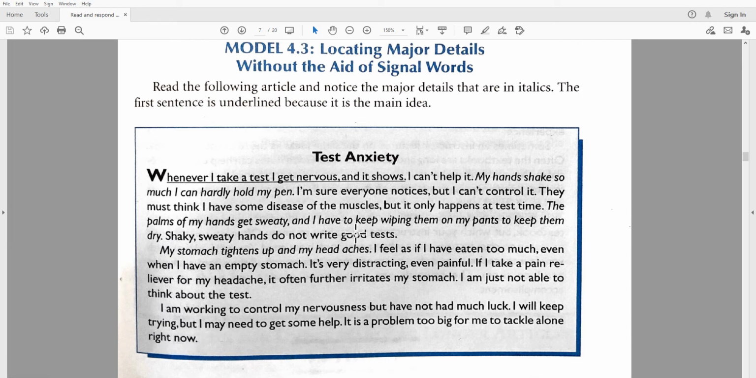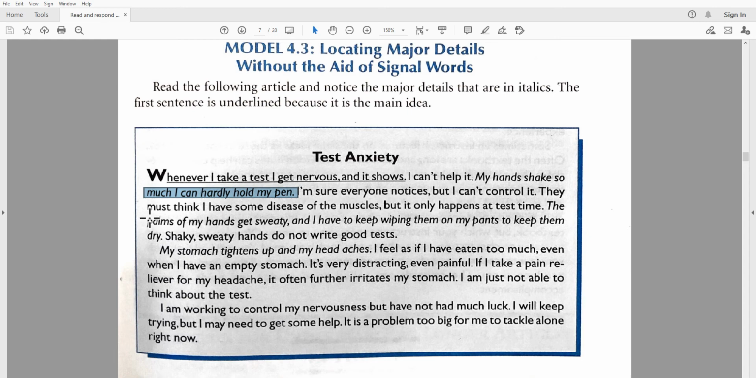So here we had previewed the article by taking a look at the title and learned that we're reading about anxiety with tests. And we see the main idea is the author gets so nervous that it shows when they take a test. So then how do they support that? We can see that the author gives us an example as a supporting major detail, but there's no signal word. Instead, they just tell us the example. "My hands shake so much I can hardly hold my pen." So there's our first major detail as an example without a signal word.